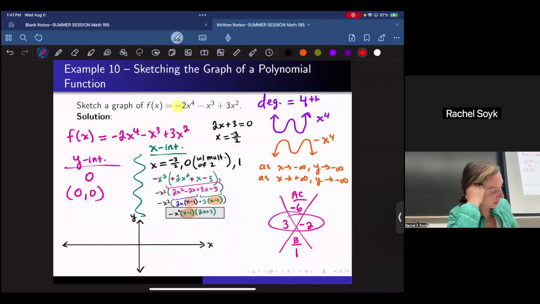So let's plot some points. Our y-intercept we have over here, which happens to also be an x-intercept. And then we have -3/2, aka just -1.5. And then we have 1.